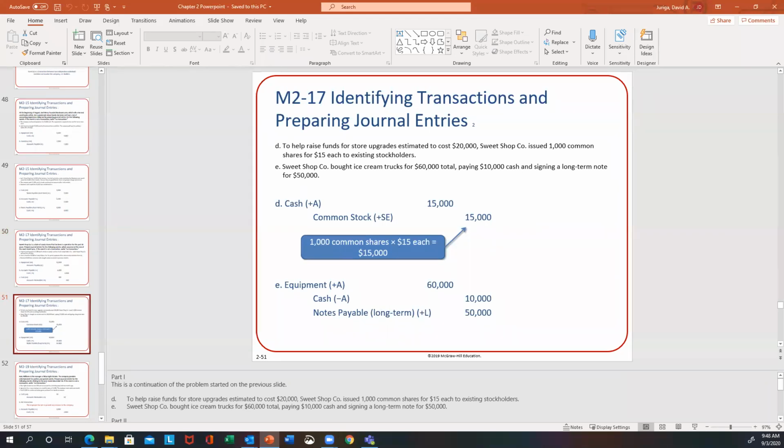Again, here's some more selling stock, always debit cash, credit stock. And then of course, here's an example where you didn't buy all of your equipment all at once. You had to pay some on a loan. So you credit cash for what you paid, and the difference is what you're going to pay off. They're going to put that into the notes payable.